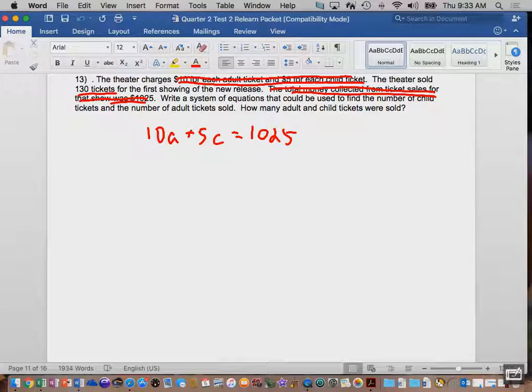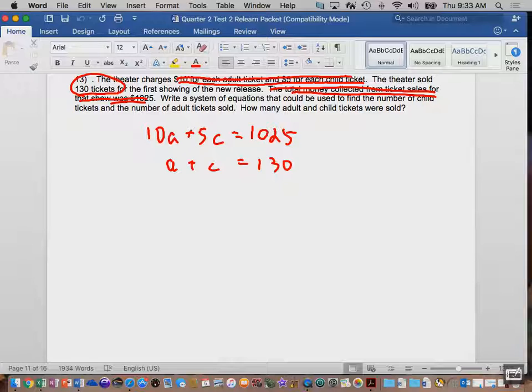And here's where the advantage of underlining things comes into play. Because as I look up at this point, I ask myself, what didn't I use yet? There's only one thing that's underlined that I didn't use, and that is the 130. Altogether, the 130 tickets were sold to both adults and children. So adults plus children is 130.